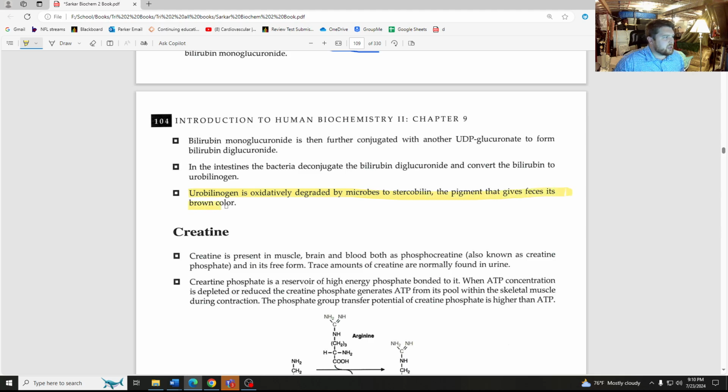This is a question that a lot of people like to ask, that urobilinogen is degraded by microbes in the intestines, specifically the bacteria, the microbes of the intestines, degrade the urobilinogen in order to give feces its brown color.